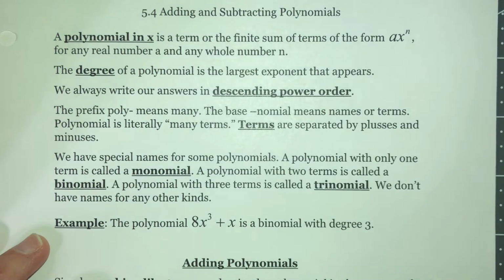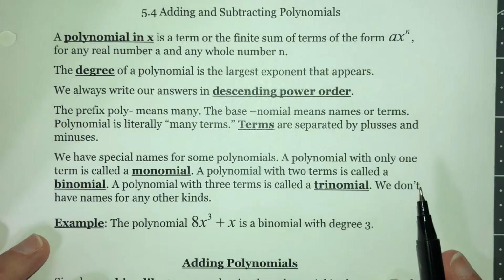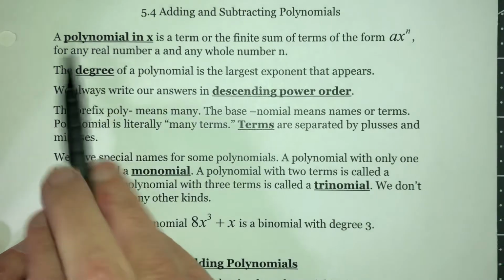Section 5.4, adding and subtracting polynomials. This is arguably the easiest section in the entire course. We have some vocabulary here, but the vocabulary is really the only difficult part. All right, we're talking about polynomials.